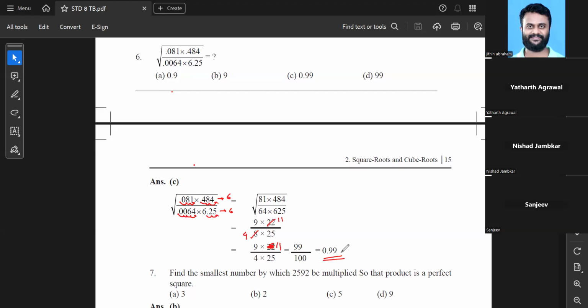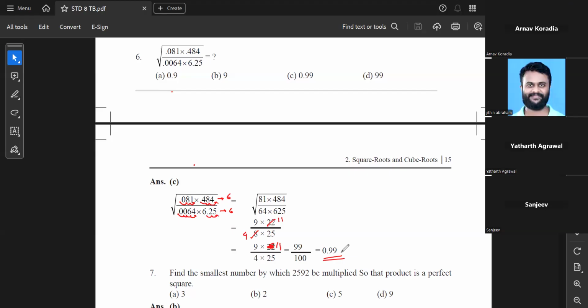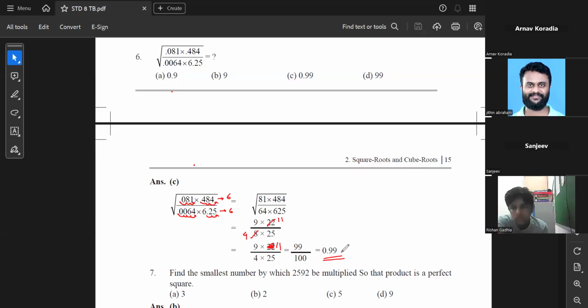Clear, sir. Yes, sir. Arnav, ask. What's your query? Sir, if there would be 6 zeros in the numerator and 5 zeros in the denominator, then we would have to multiply the denominator by 10, right? Correct. Exactly. So just for your sake, I'll consider that example.